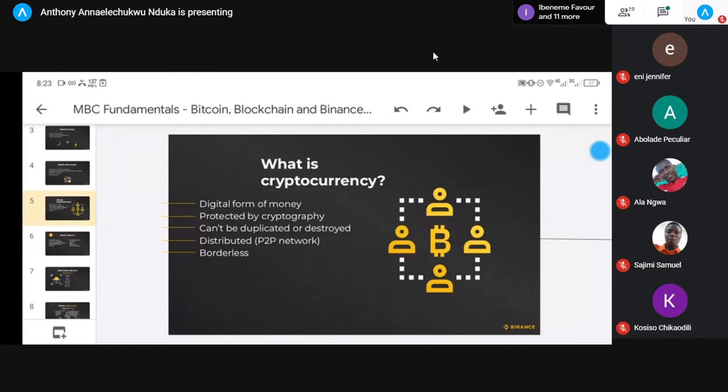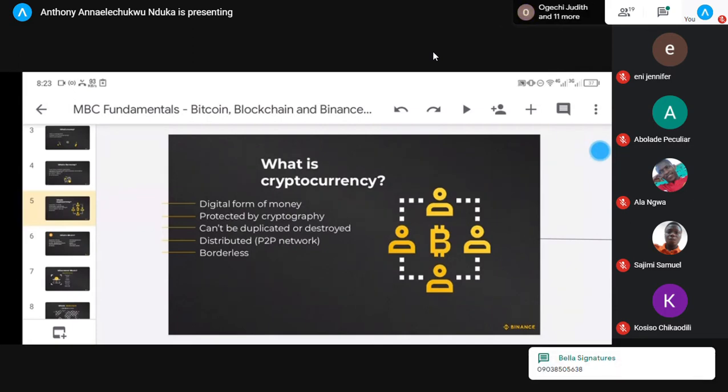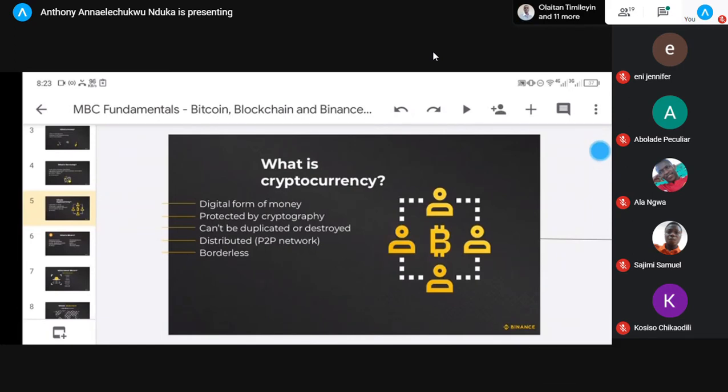Now, the last one, borderless. Borderless means that there is no control over its movement. You can send Bitcoin anywhere in the world. I can send Bitcoin to someone in America right now, and it will take me not more than 2 hours for the person to receive it. I can send Bitcoin to any part of the world. That is what makes cryptocurrency really powerful.